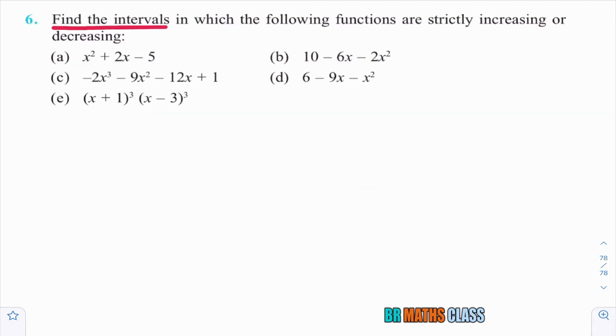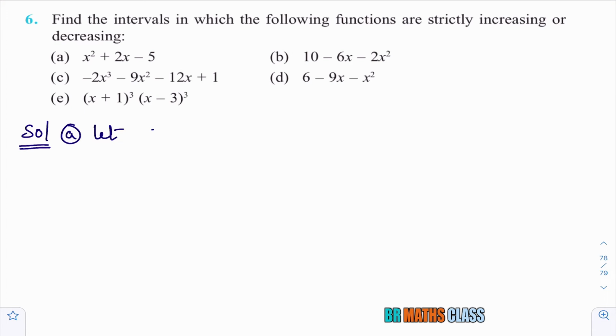You observe this sixth question. Find the intervals in which the following functions are strictly increasing or decreasing. See, here total 5 bits are there. I am going to do 3 bits. This first bit, this third bit and this last bit. These 3 bits I'll do. I want you to try the b bit and d bit on your own.